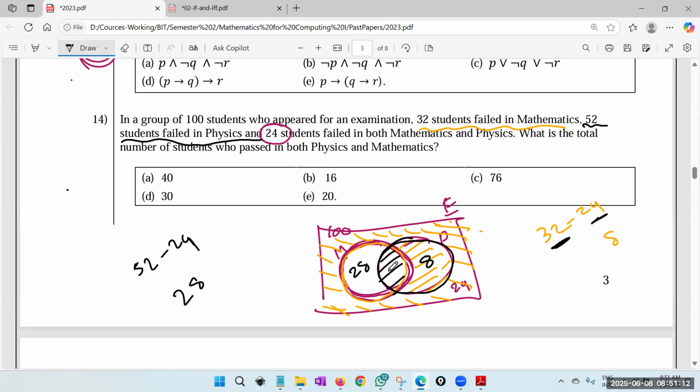Now the question is how many here? Right. Now we know that this is 24. This is 24 and altogether 100. So therefore in the union we must have 100 minus 24.